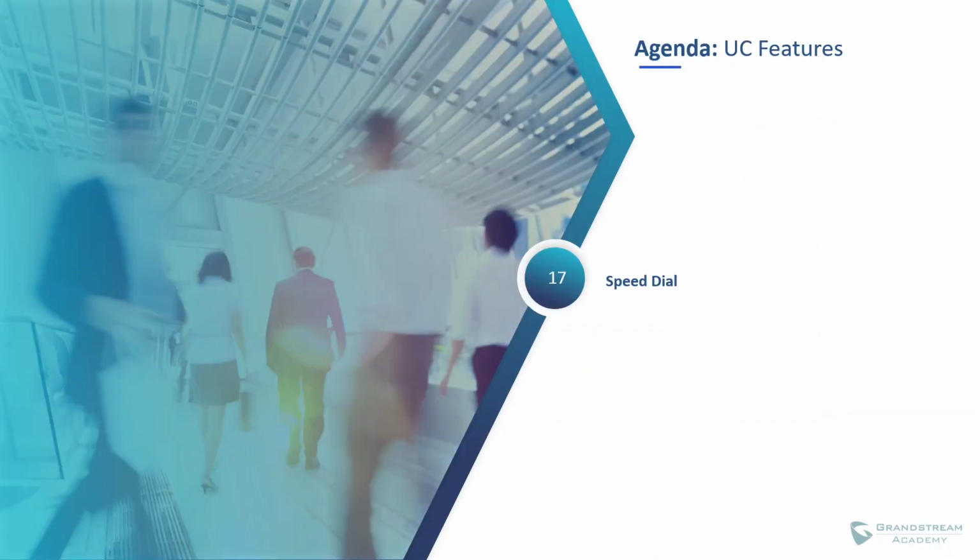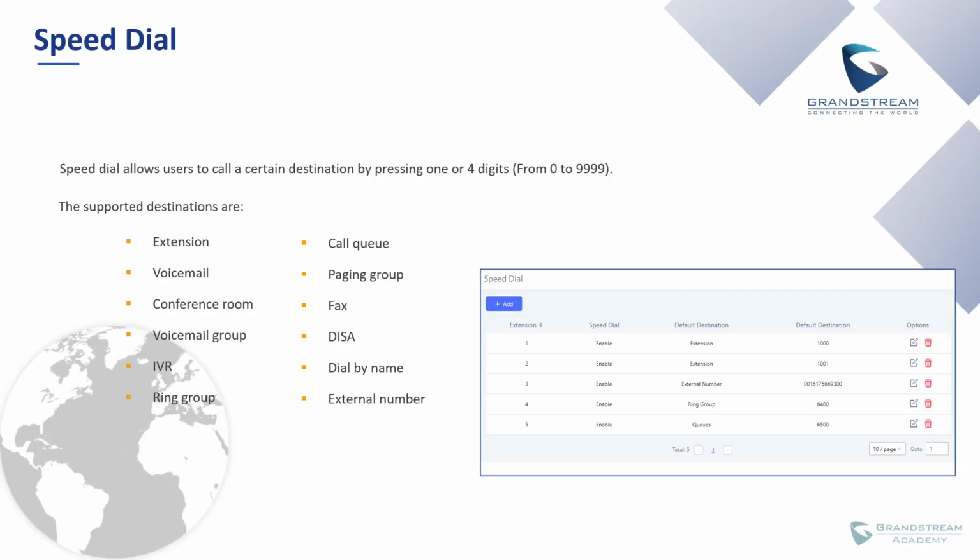And the feature that we're going to be looking at next is speed dial. The UCM supports a speed dial feature that allows users to call a certain destination by pressing 1 or 4 digits. This creates a system-wide speed dial access for all extensions on the UCM. Users can go to the speed dial configuration page from the UCM web interface and select a dial destination from the default destination. The supported destinations include extension, voicemail, meeting room, voicemail group, IVR, ring group, call queue, page group, fax, DISA, dial by name, and external number.